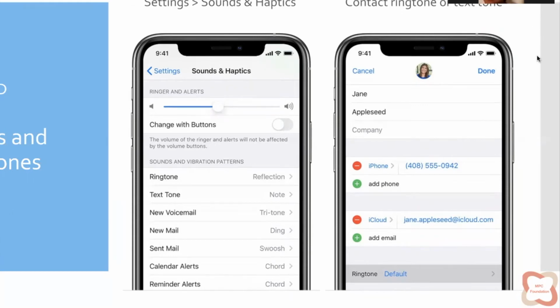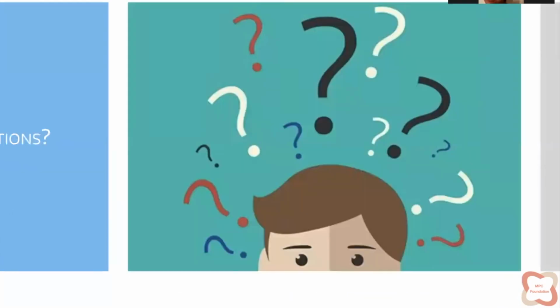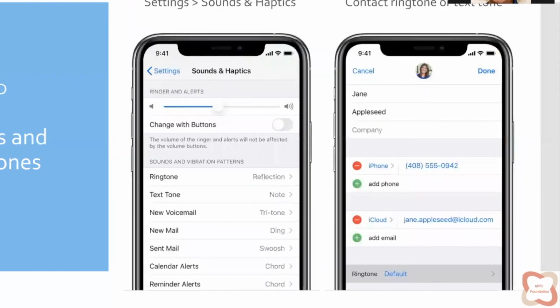Next slide. Any questions? No. What does "change with buttons" mean? The ringer and alert volume will be affected by the volume button. Yeah, this one here. Change with buttons.